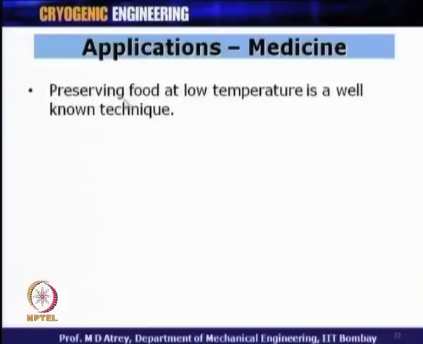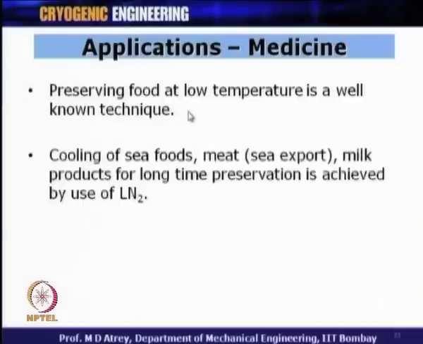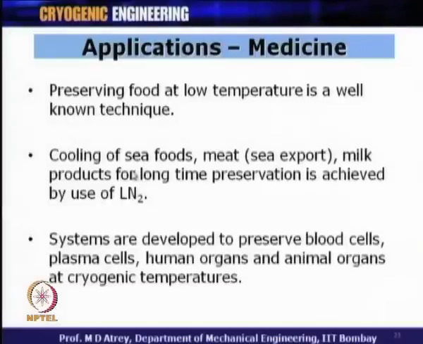When it comes to preservation, preserving food at low temperature is a well-known technique. This is what we do in a domestic refrigerator. Cooling of seafood, meat, milk products, long time preservation is achieved using liquid nitrogen. Liquid nitrogen is very widely used for transporting seafood or meat or milk from port A to port B. One can keep everything preserved in an original form, frozen at cryogenic temperature. And therefore, this is a very important technique. A very massive work is being carried out as far as preservation of food using cryogenic technique is concerned.